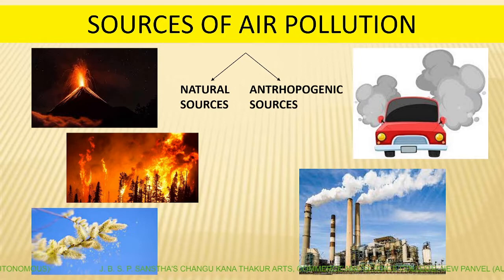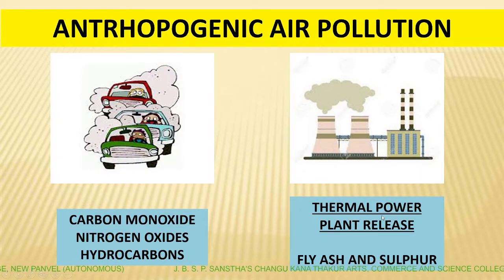There are two main sources of air pollution: natural sources and anthropogenic sources. Natural sources include volcanic eruption, forest fire, pollen from plants, while a major share of air pollution is because of anthropogenic sources like vehicles, industries, etc. Anthropogenic air pollution includes vehicular pollution, and from vehicles, carbon monoxide, nitrogen oxides, and hydrocarbons are released. On the other hand, there are different industries like thermal power plants or metallurgical industries which release fly ash and sulfur because they are based on the burning of coal.